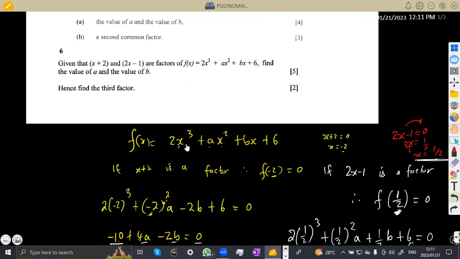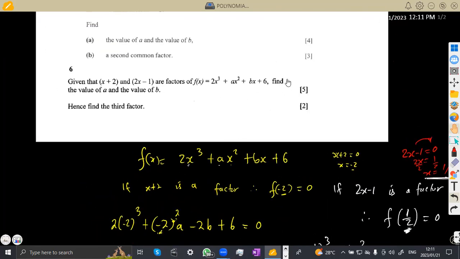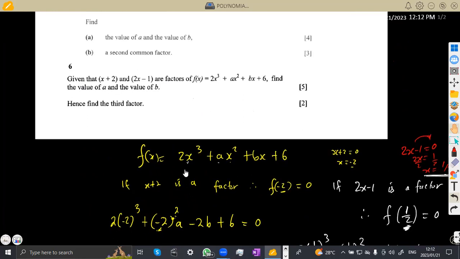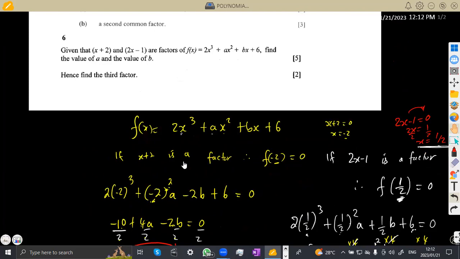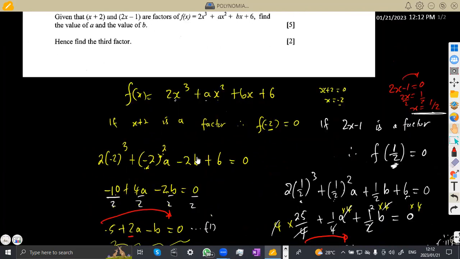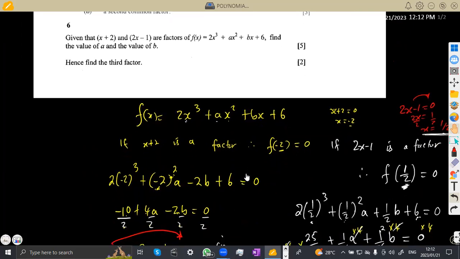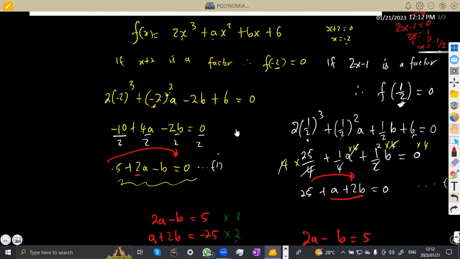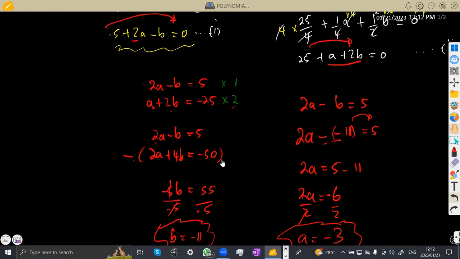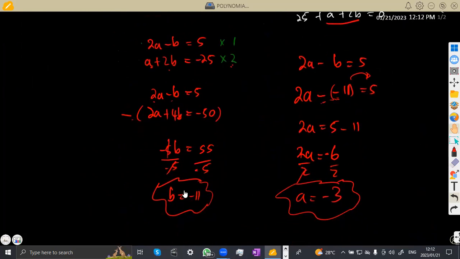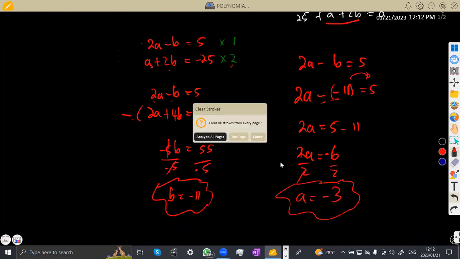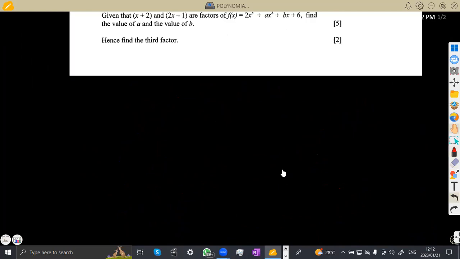Okay, it was a lot. The question was for you to find the value of a and b, 5 marks. Hence, find the third factor. Okay, hence find the third factor. Here I'm wondering, 2 marks, why 2 marks? Anyways, it's fine. Remember that we obtained that a is minus 3 and b is minus 11. I just want to remove this part so that we can work with our question clearly. Remember the values, guys. Do not forget these values.